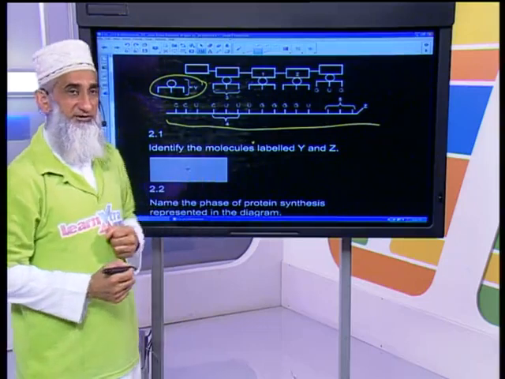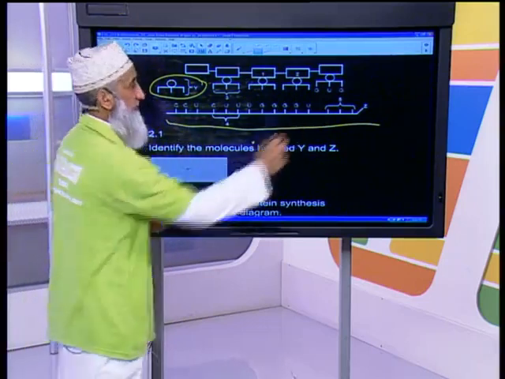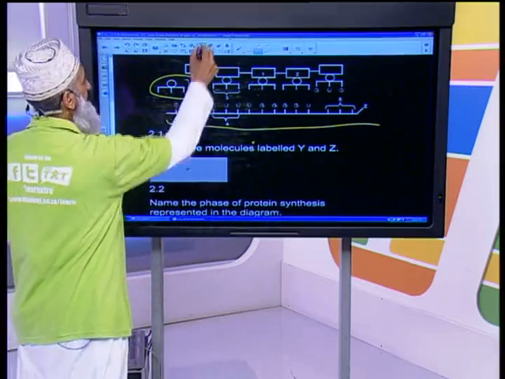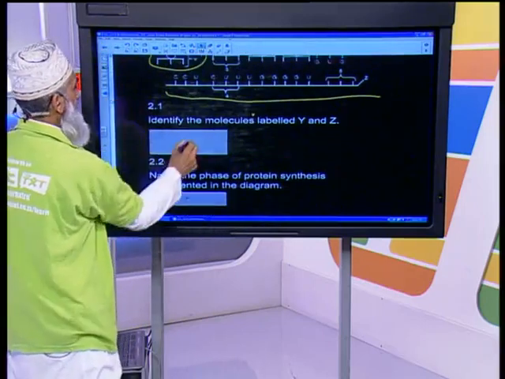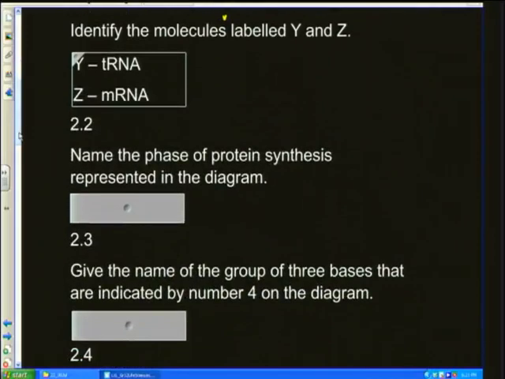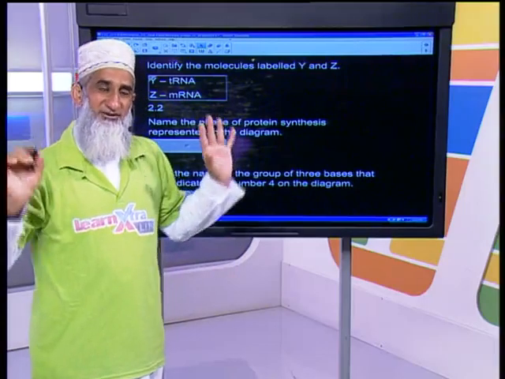Other transfer RNAs are coming, and this one that's here is probably on the ribosome, and it has to be messenger RNA. So these are our labels for those two. One would be transfer RNA Y, and Z will be messenger RNA. Name the phase of protein synthesis represented in this diagram. Phase, we'd rather say stage, but phase is fine.